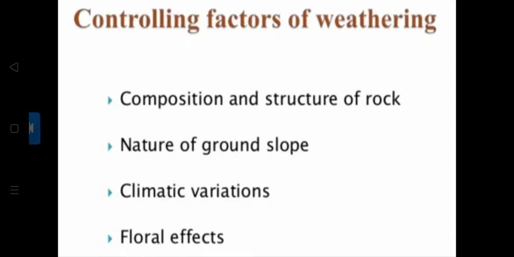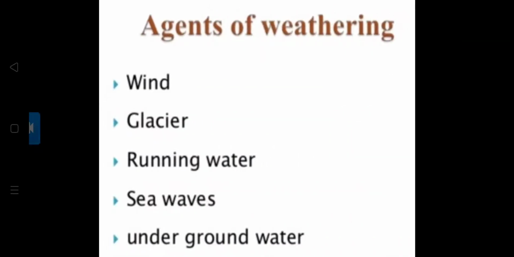Before I begin, let's understand point-wise what the factors are. We'll go in depth later, but the controlling factors of weathering are: composition and structure of rock, nature of ground slope, climatic variations, and the floral effects. What are the agents of weathering? The wind, the glacier, the running water, sea waves, underground water.